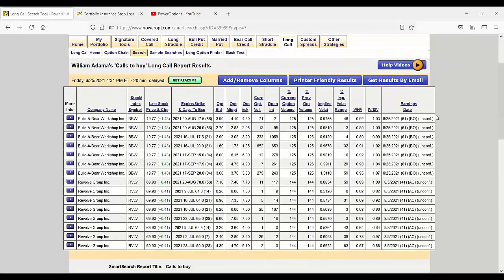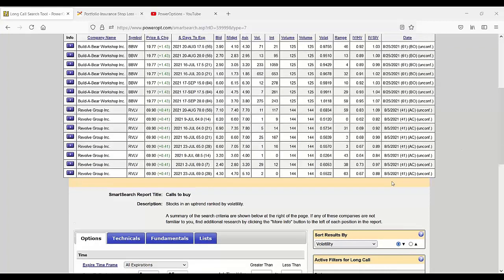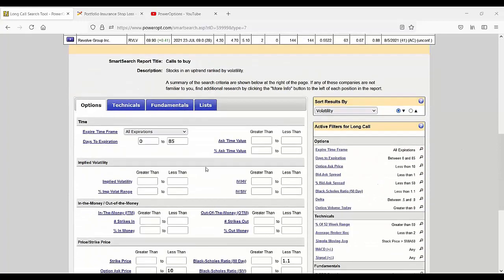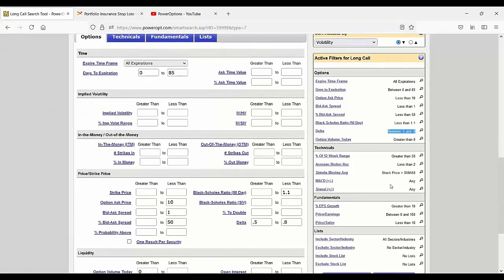And this will take me to a page that's very similar to the search, but I don't have a toggle here to go back to the other default searches in that strategy. But taking a look here very quickly, we can see here that the expiration time frame is only 0 to 85 days out in time. The calls to buy is looking at a shorter time frame for option expiration. It's looking for sort of at to in the money options with that delta of 0.5 to 0.8, options that are relatively undervalued with a Black-Scholes ratio of less than 1.1.